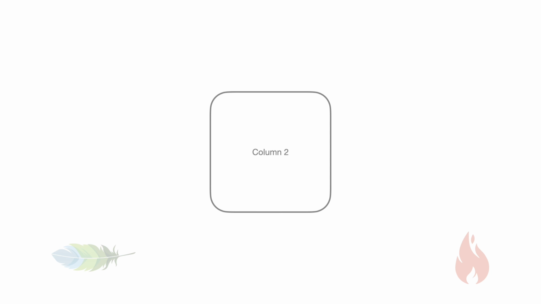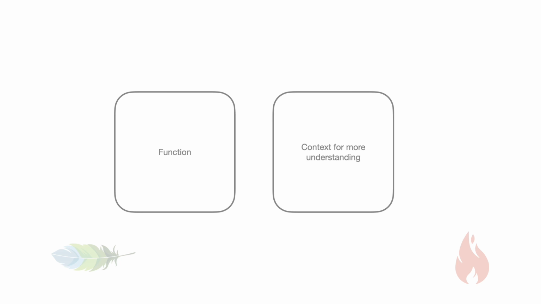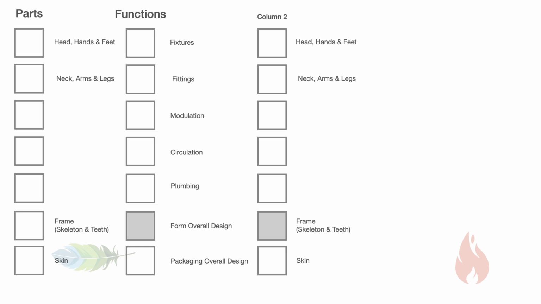All right, so we've got column 2. The contextual requirement is that it's also a solid. So we go to the foundational function, and then we go to that column context, and we go from there. So that was the first column, and now we're going to go to the second column with the parts list.